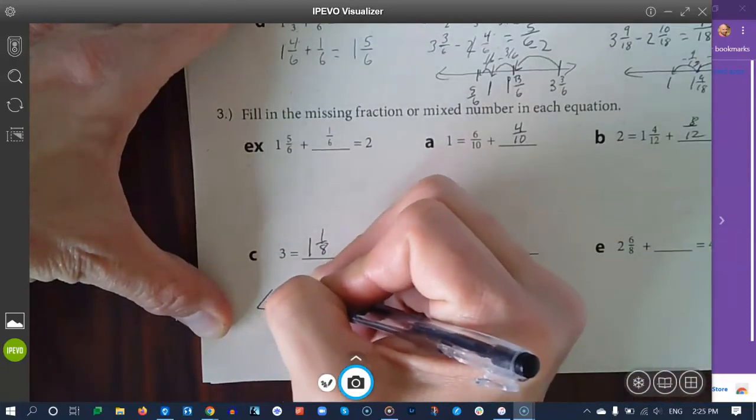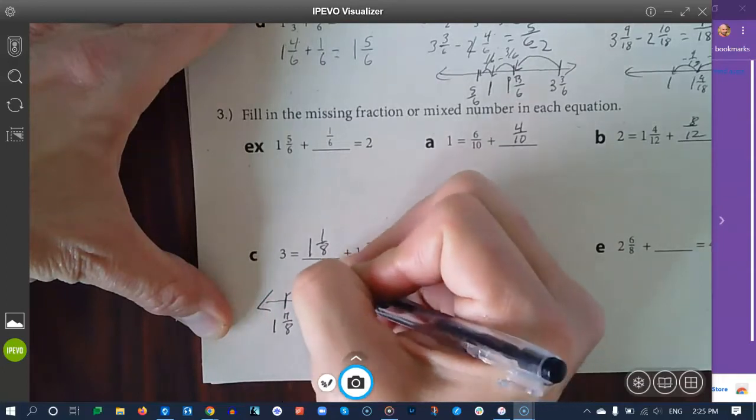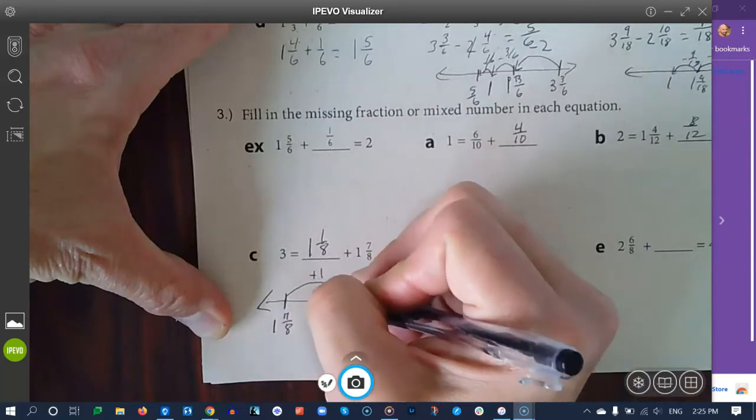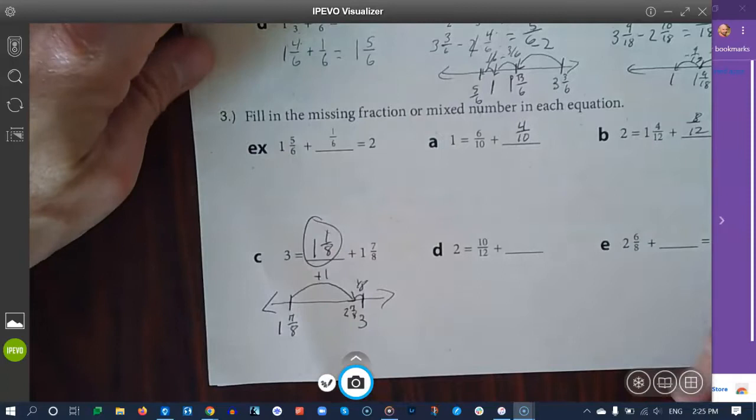So if I add 1, that gets me to 2 7/8, and now I just have 1/8 more to go. And so that's where I got that 1 1/8.